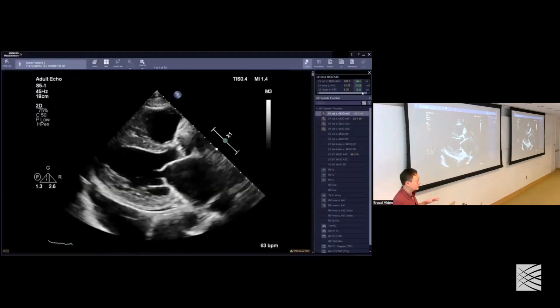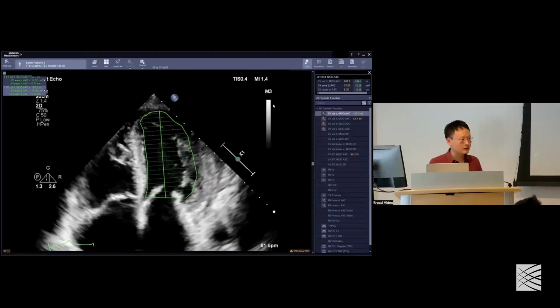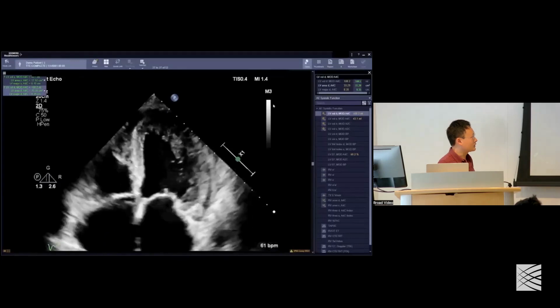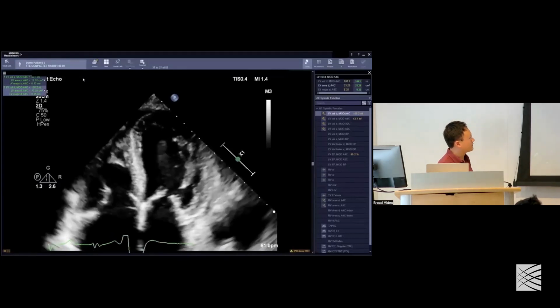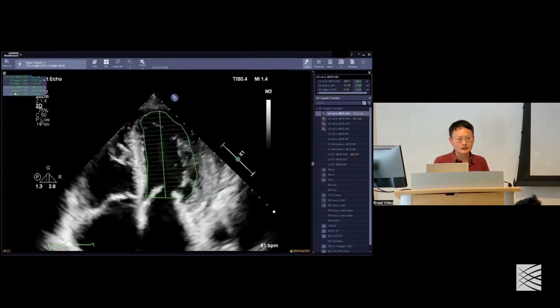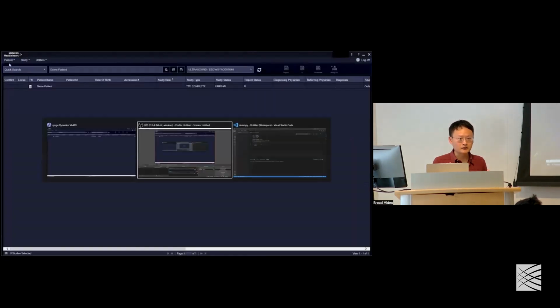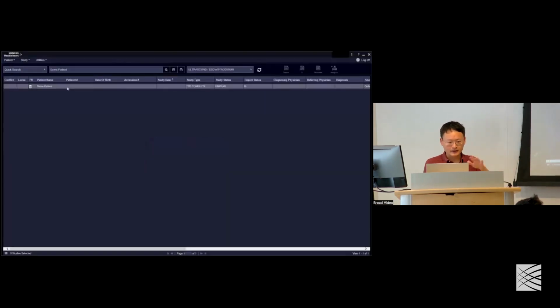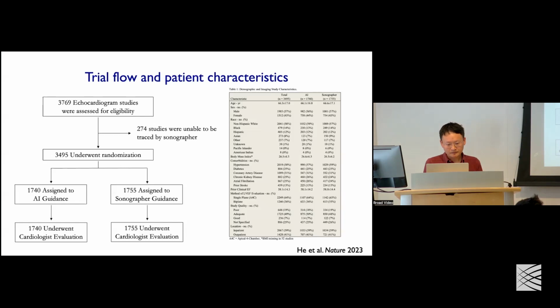To make sure everything is integrated into the workflow, we spent a lot of time building the algorithm directly into the vendor system, into Siemens. The benefit is that you don't need to change any of the cardiologists' or sonographers' workflow or behaviors. They're already familiar with this system, and the AI is basically just a layer on top of that. This is done for about 3,500 studies, where half are randomized into the AI arm and the other half into the human clinical workflow.